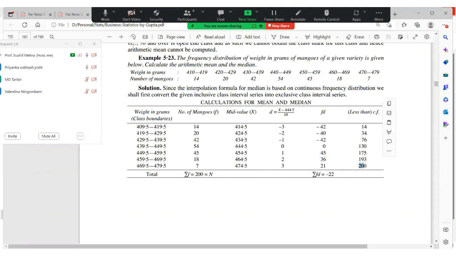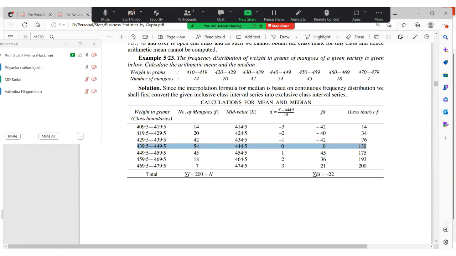N is 200. 200 divided by 2 comes to be 100. Now see, the number which is just greater than 100 is this number, 130. So this 130 is the median class. This is the median class.